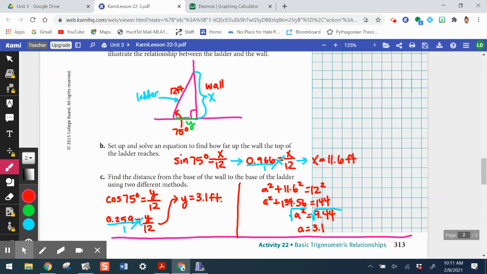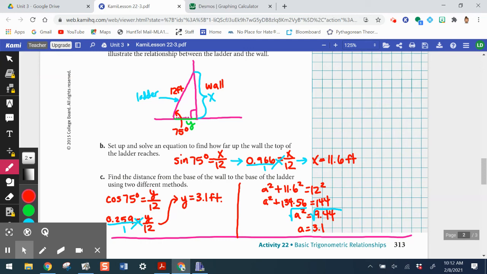So now we can see how the trigonometric functions really come into play here, especially from the beginning, we only knew the height or the length of the ladder. And so we were able to use the trig function to find the height that it reaches on the wall and the distance it is from the base of the wall.